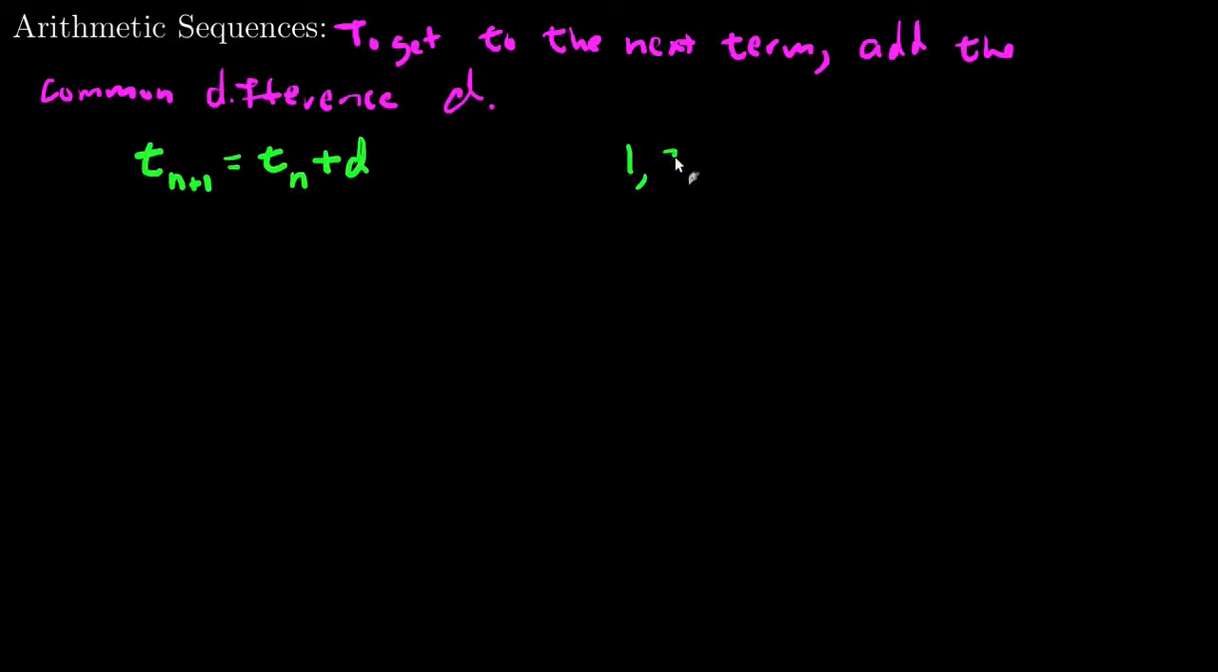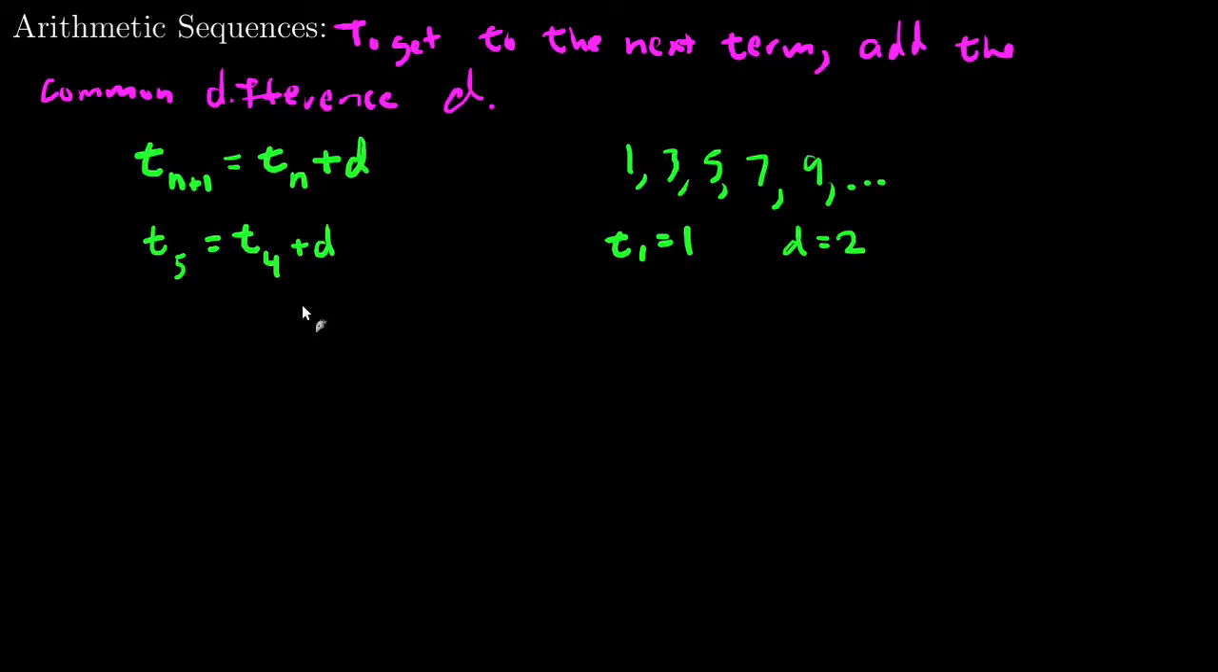In our example, 1, 3, 5, 7, 9, the first term is 1. The common difference is 2. It's an arithmetic sequence. And what this means here is, if I want to get to the fifth term, so let me write this down, t sub 5, that's going to be the fourth term plus the common difference. The fourth term is 7. The common difference is 2, so 7 plus 2 gets me the 9. And this is a common way for people to think about them. This is what this notation t sub n plus 1 equals t sub n plus d means.